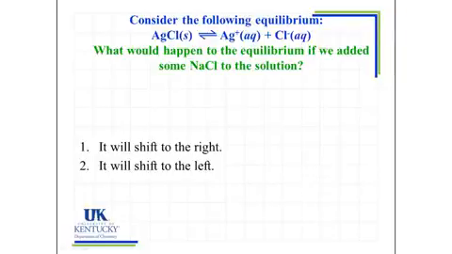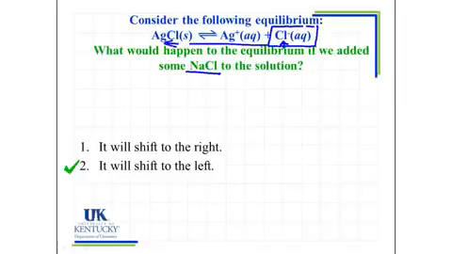So let's consider this equilibrium. If we were to take the silver chloride and add it to a solution and have equilibrium be established, and then go in and add some sodium chloride to that solution, we would be increasing the amount of Cl- that's in that solution. Le Chatelier's principle tells us which way this equilibrium will shift. Select your answer. Well, if you said it would shift to the left, then you are correct. Le Chatelier's principle says that if you add a substance on one side, it will shift away from that substance to try to reestablish equilibrium.